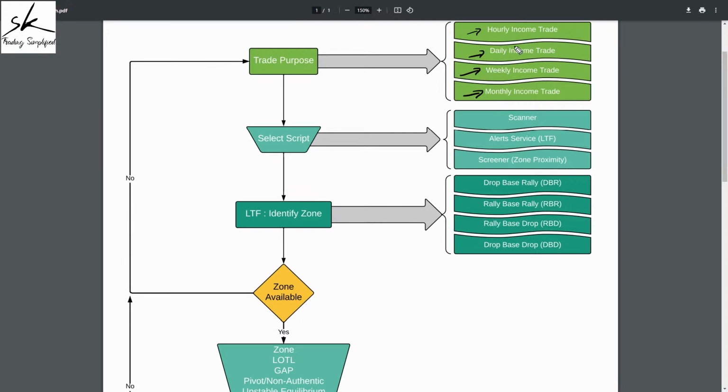Hourly income implies a trade where the expectation is that this trade can last for an hour or few hours. Daily income, a trade which can last for a day or few days. Weekly income, a trade which can last for a week or few weeks. And monthly income, a trade which can last for a month or few months.